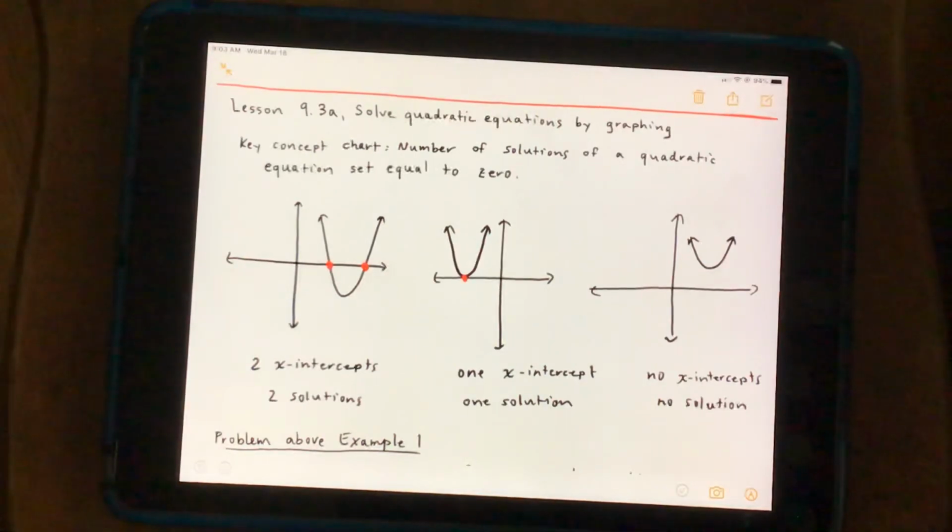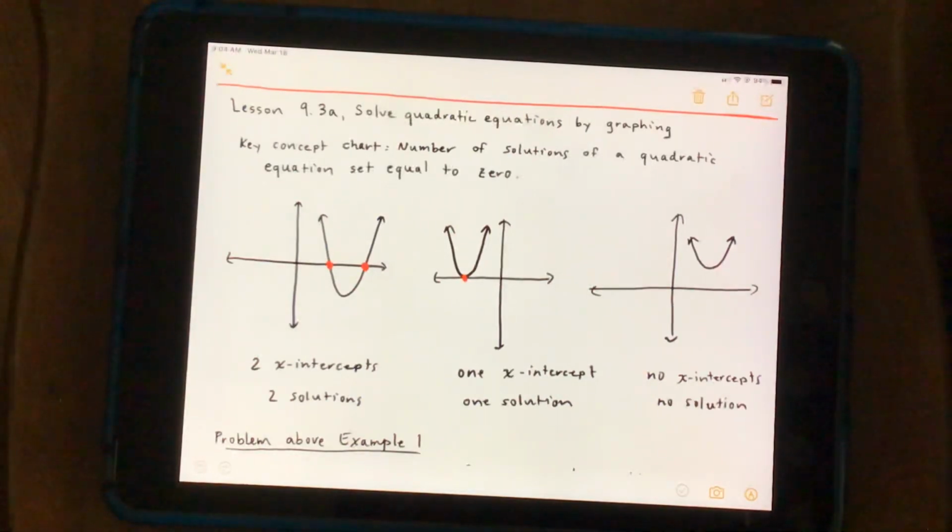The second middle graph shows the parabola touching the x-axis only in one place. So there will be one zero of the function, there will be one x-intercept, there will be one solution then when our quadratic equation is set equal to 0. Our last graph, you'll notice, is a parabola that never touches the x-axis. It has no x-intercepts. Therefore, there will be no solution to our quadratic equation when set equal to 0.